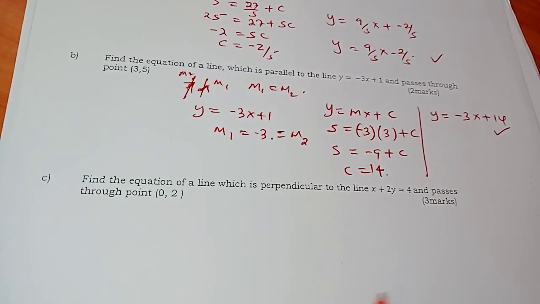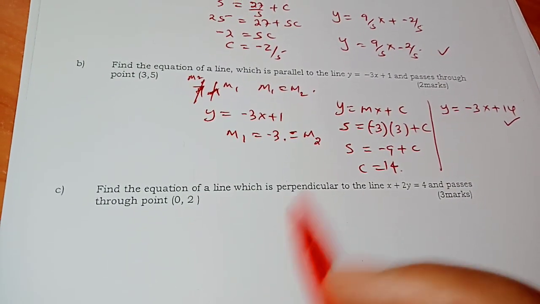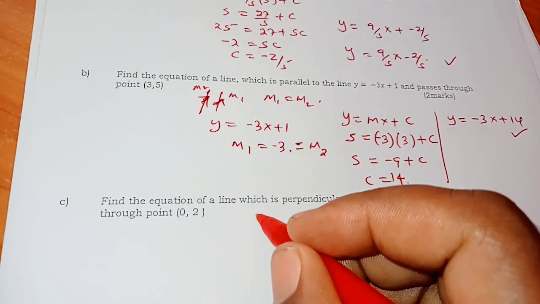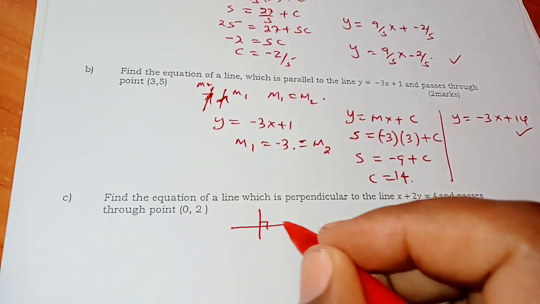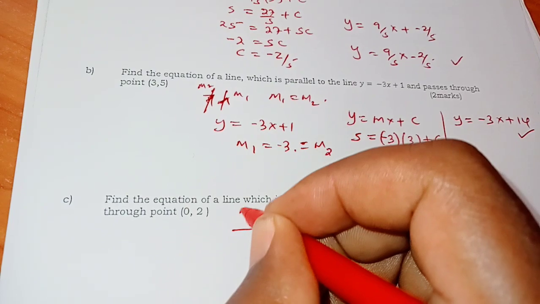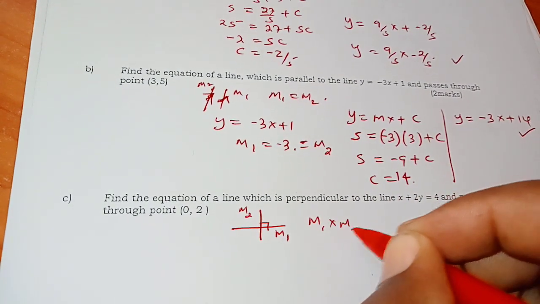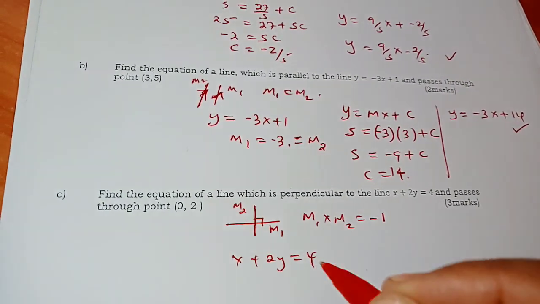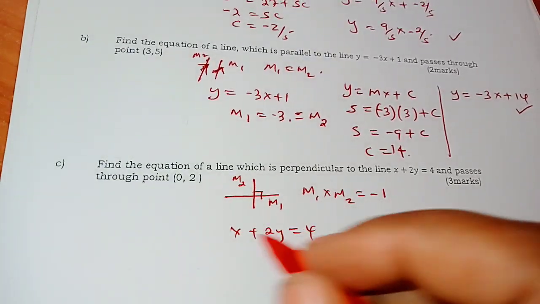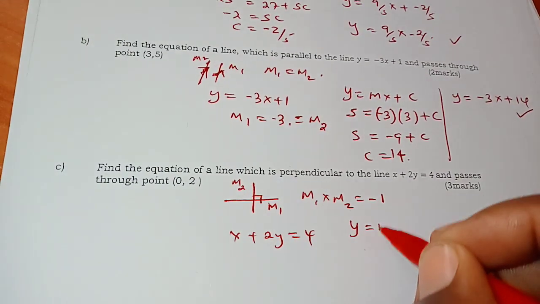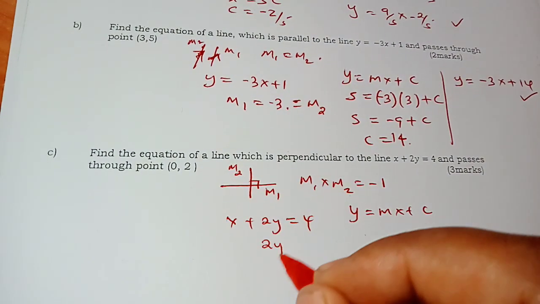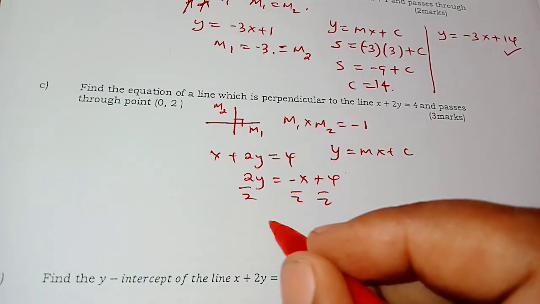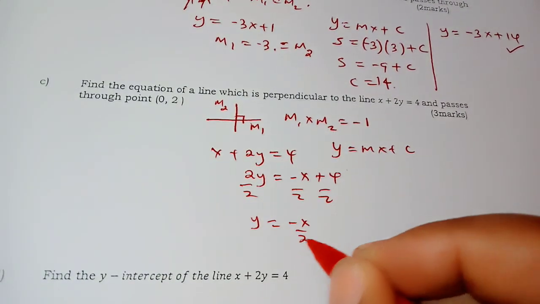Okay, part C: find the equation of the line which is perpendicular to x plus 2y equals 4 and passes through point (0, 2). For lines to be perpendicular or orthogonal, if this line has gradient m1 and this one has gradient m2, the product of the gradients should give us -1. We have the equation x plus 2y equals 4, and we must always make sure this equation matches the form y equals mx plus c. So we rearrange this and divide by 2 on both sides. This gives us y equals -x over 2 plus 2.